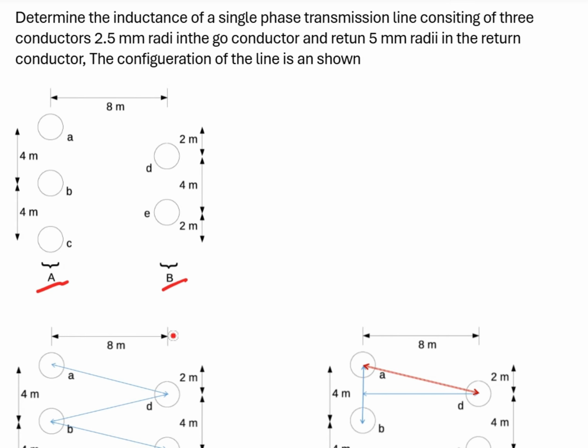and within the A circuit these three conductors have radius of 2.5 millimeter each, and for B circuit D and E, these two conductors or cables radius is 5 millimeter each, and of course as I said we have to calculate the total inductance L.